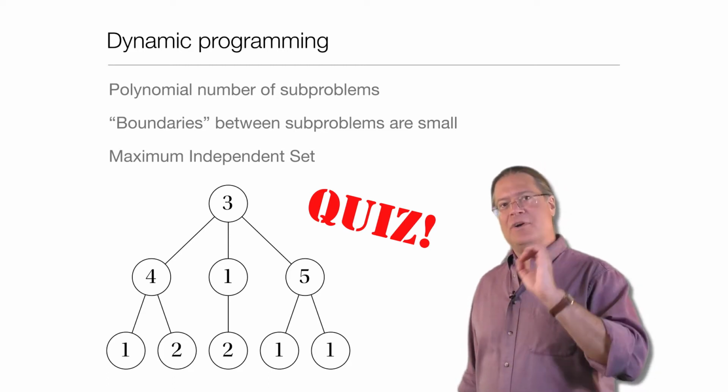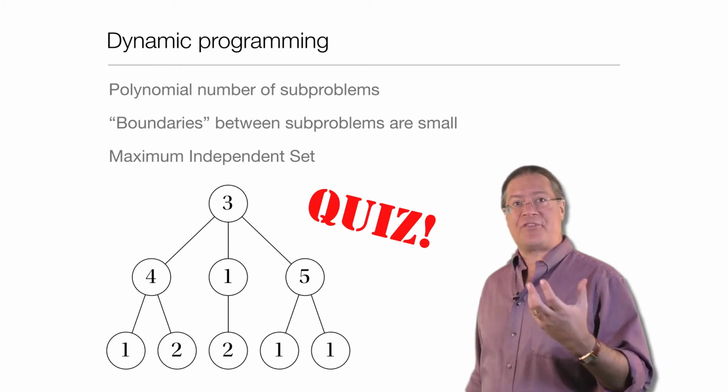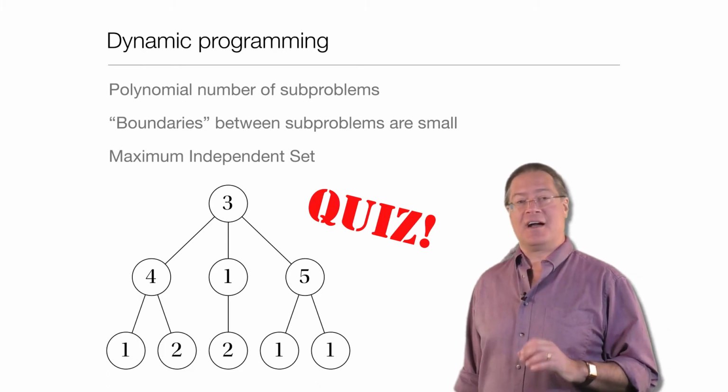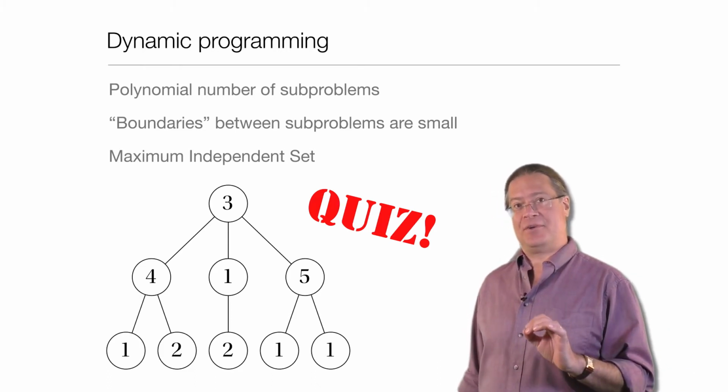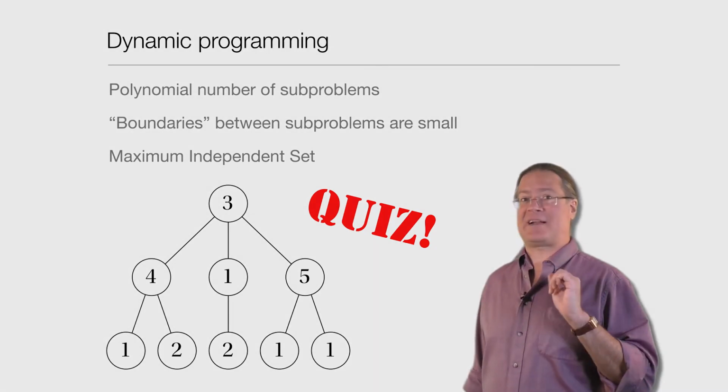So, your next quiz is to solve this particular example. What's the total value you can get? Again, you can take any subset of the nodes as long as no two nodes that you take are connected directly by an edge.